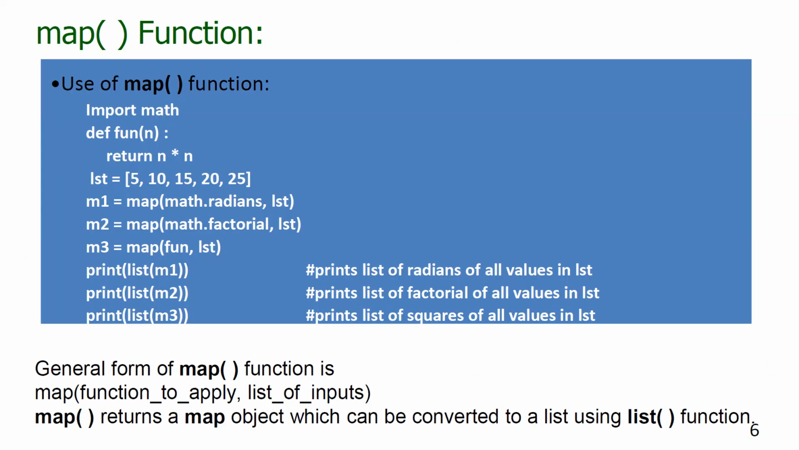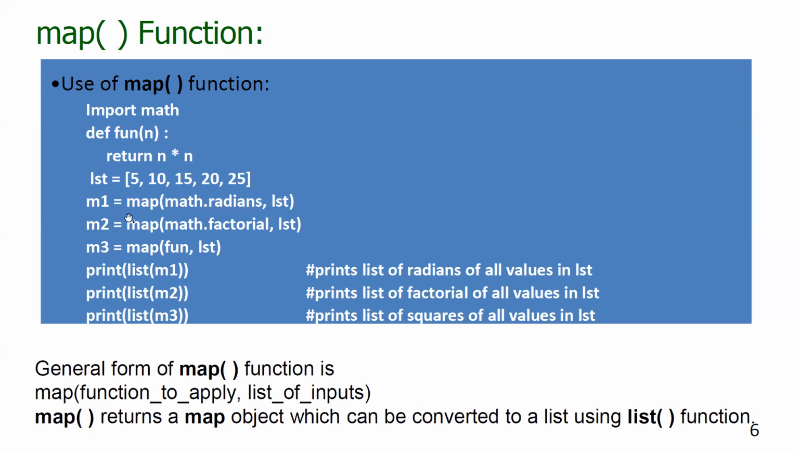To use the map function, there is no need for a for or if loop. We can use the map function directly. So now see here: import math. We are importing the math module. Define a function of n, where n is the argument. It simply returns n into n. Now we are going to define a list: lst equal to 5, 10, 15, 20, 25. So we are taking 5 elements.